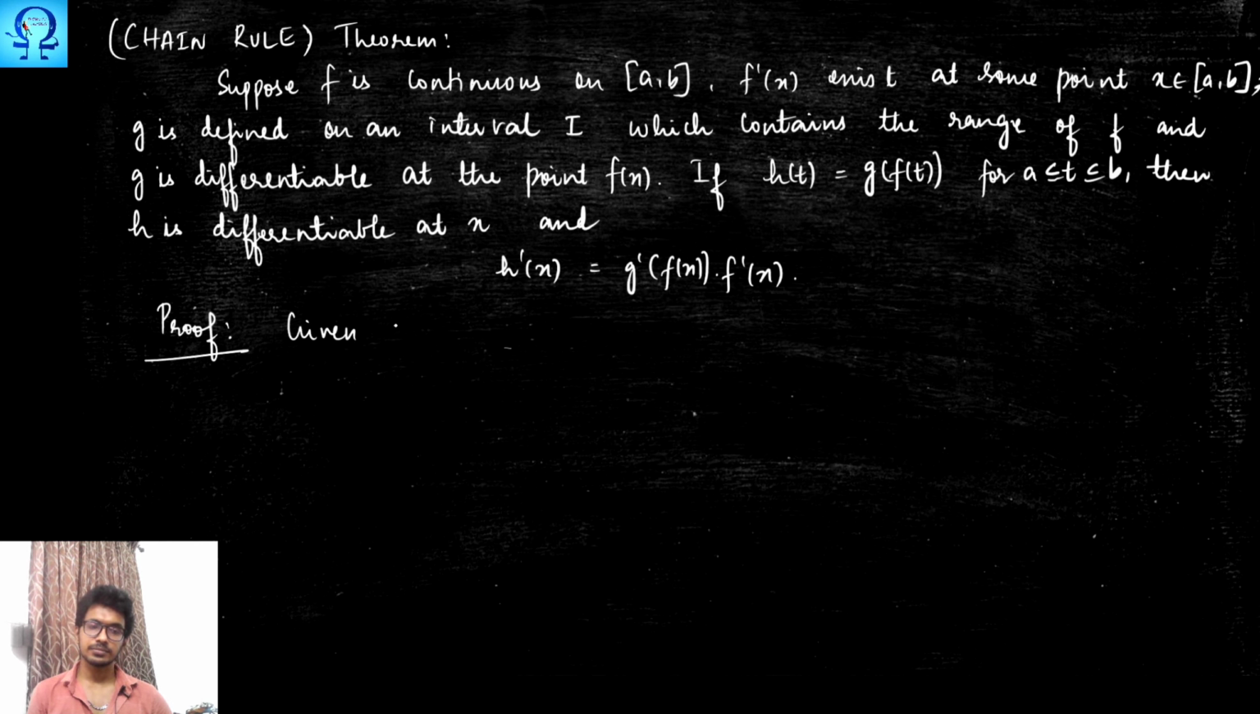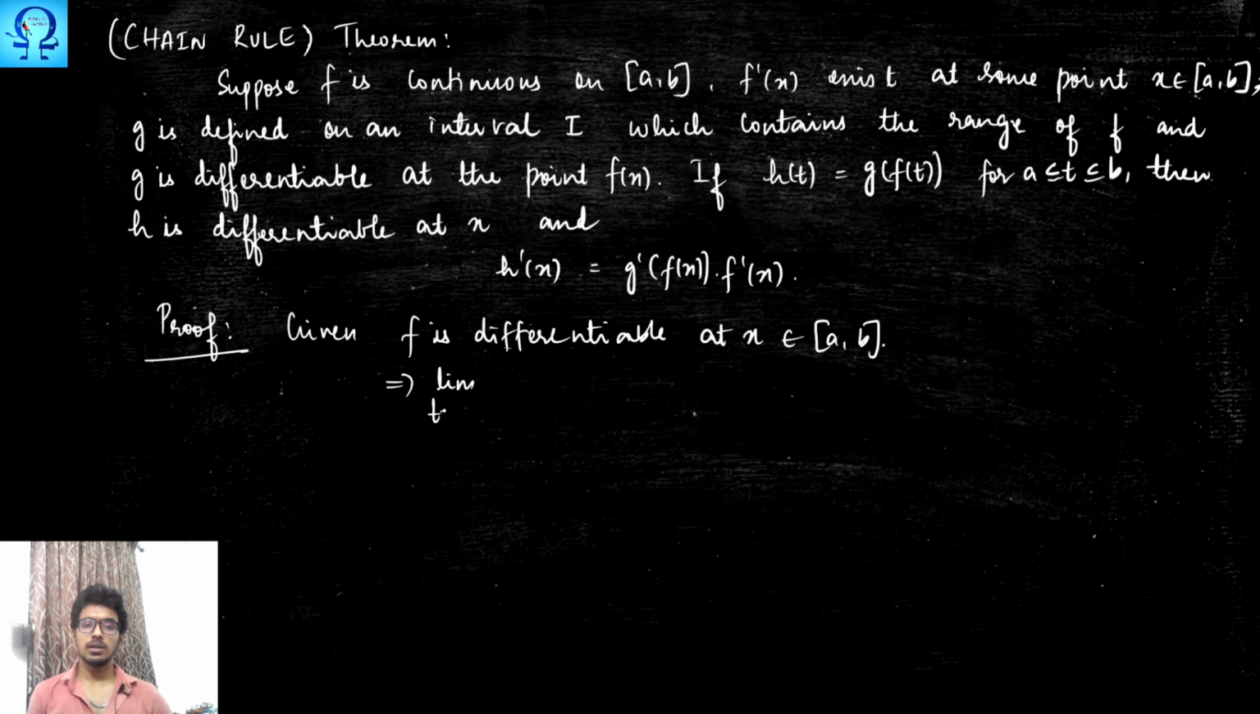Given f is differentiable at x in (a, b), this means the limit as t approaches x of (f of t minus f of x) upon (t minus x) exists, and that one we are denoting as f prime of x.